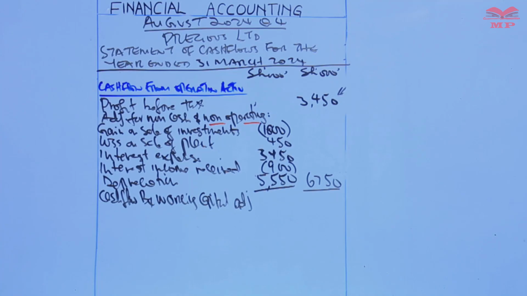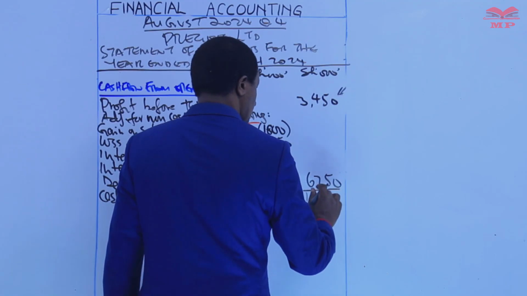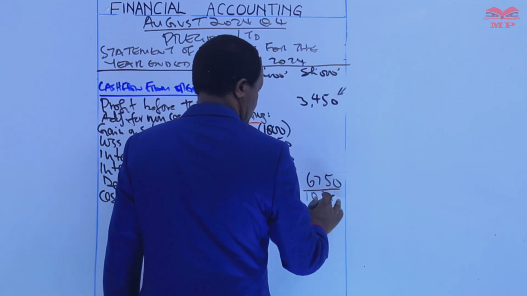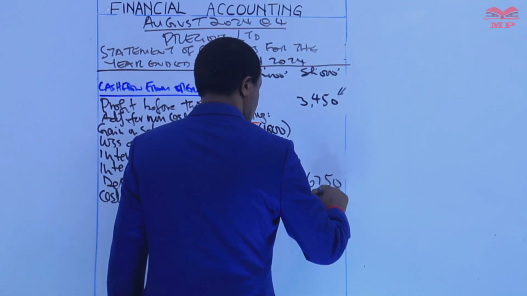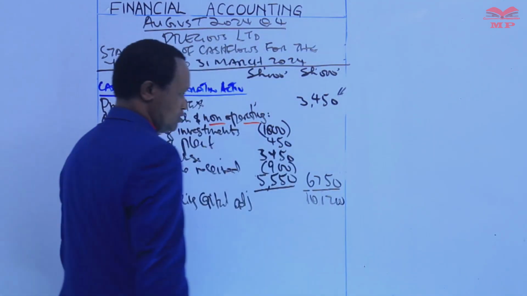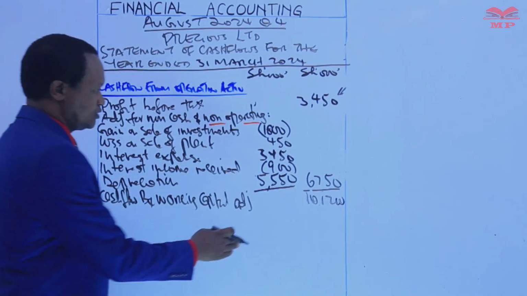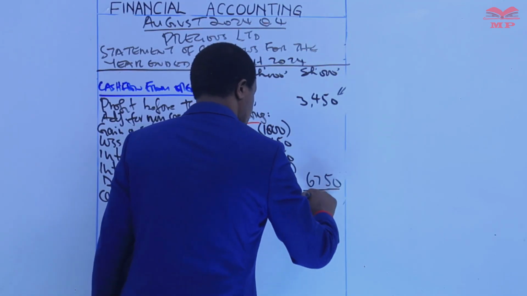John says 10,1200. Is that the case? 10,200. 10,200.